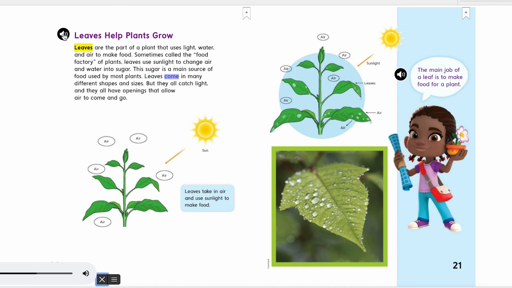Leaves come in many different shapes and sizes, but they all catch light, and they all have openings that allow air to come and go. Leaves take in air and use sunlight to make food. The main job of a leaf is to make food for a plant.